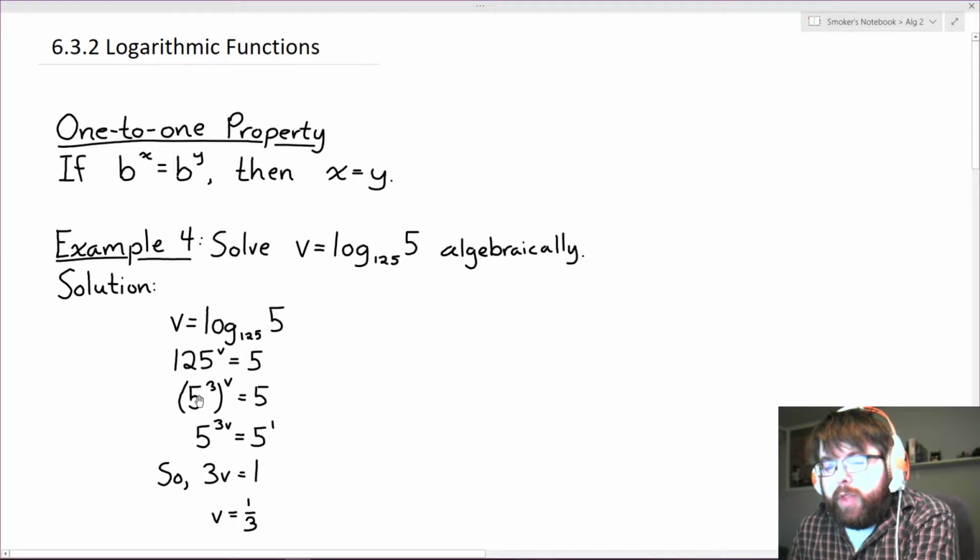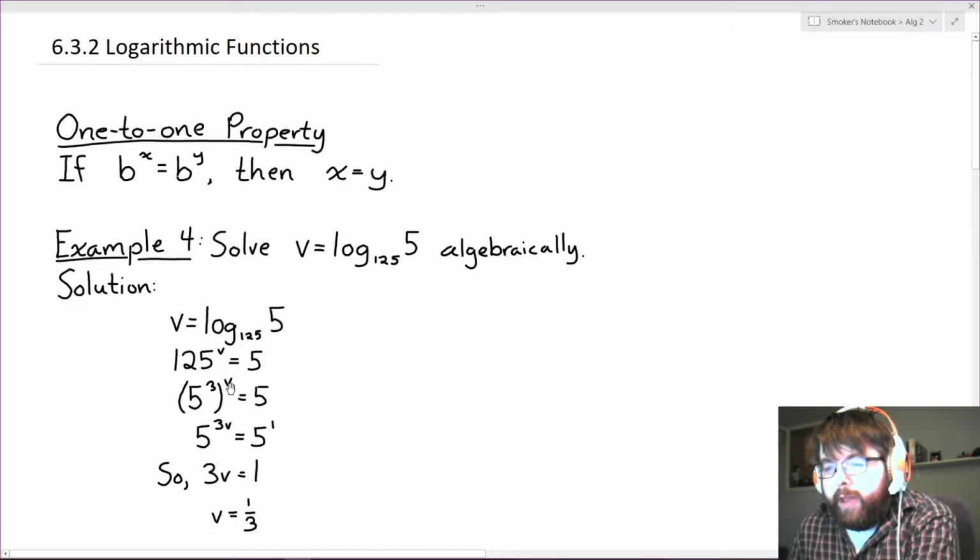So what I want to do then is, here's an important fact though. Because 125 was raised to the V power, we're going to have 5 raised to the third power, raised to the V power, in parentheses. And going back to the beginning of the year and previous math classes, when you have a base to a power raised to another power, you multiply these two powers together. Okay? So this is a product.